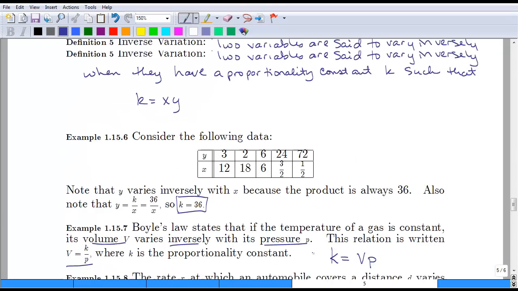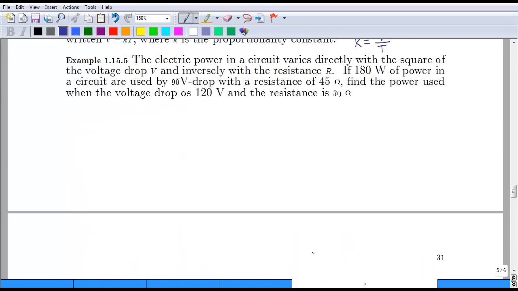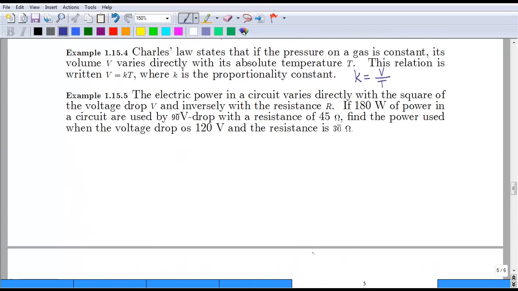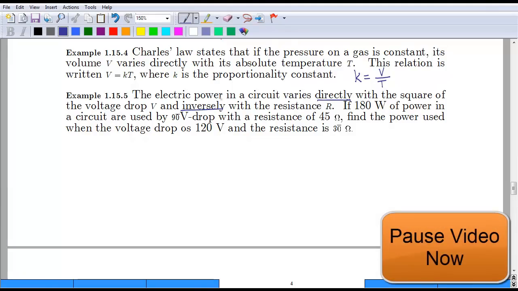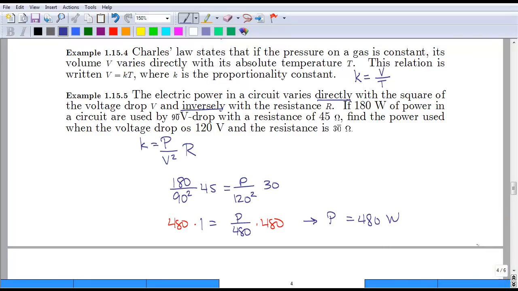Now let's go back to that example that was on the previous page. Again, this one involves both a direct variation and an inverse variation. So I want you to pause the video now and try this example and then resume to see if you have the correct answer. So with this one, you should have found that your proportionality constant was P over V squared times R. So if we plug in our respective values, you should have found that P was equal to 480 watts.